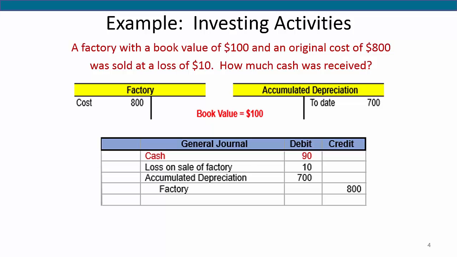Debits have to equal credits, right? So credit the asset account factory for $800, debit accumulated depreciation for $700, debit loss on sale for $10. To keep debits equal to credits, you must be missing a $90 debit to cash. When we sell an asset, cash received is equal to book value minus a loss, or it is equal to book value plus a gain.